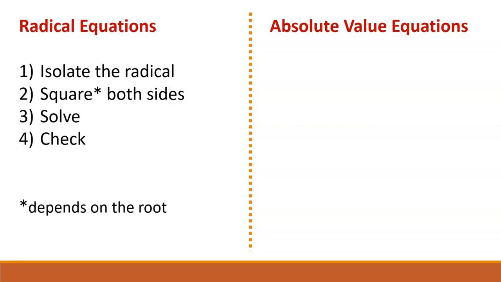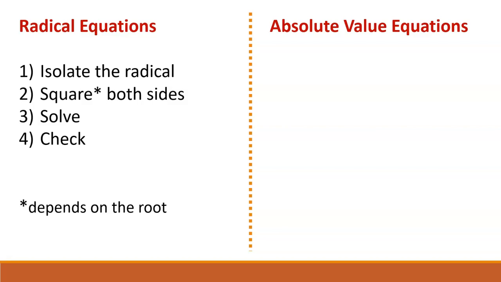For radical equations, we can isolate the radical, square both sides, solve, and then check. You'll notice square has an asterisk next to it. That's because we might not be squaring. What we choose to do depends upon the root we're looking at. So if our equation has a square root in it, we'll do the inverse of that, which is square both sides. If our equation has a cube root in it, we'll cube both sides, and so forth.